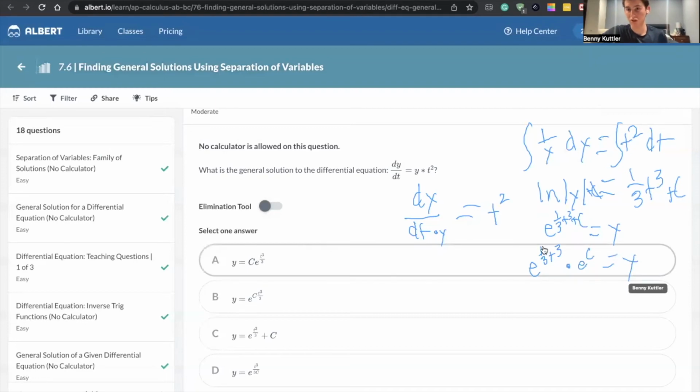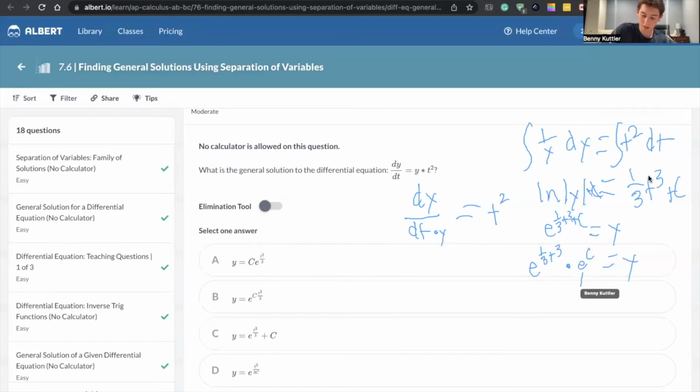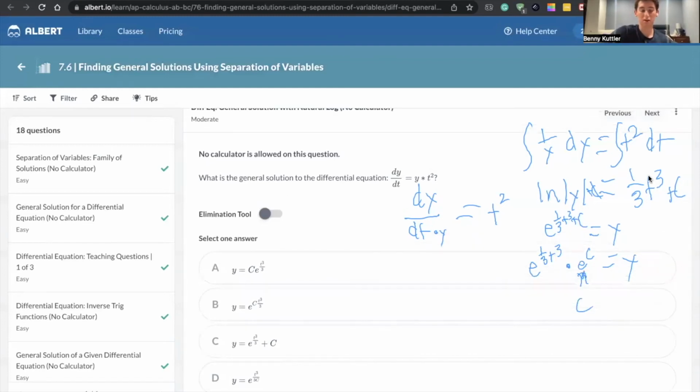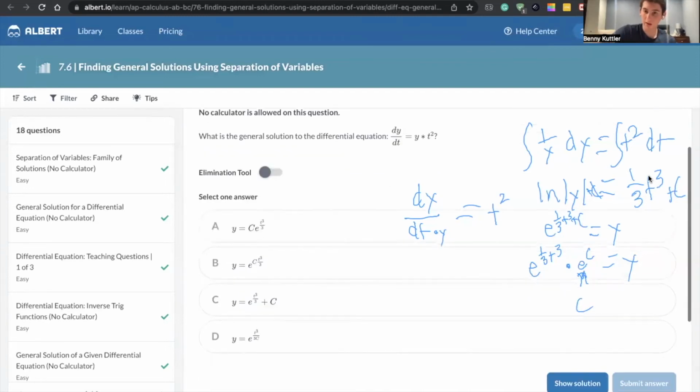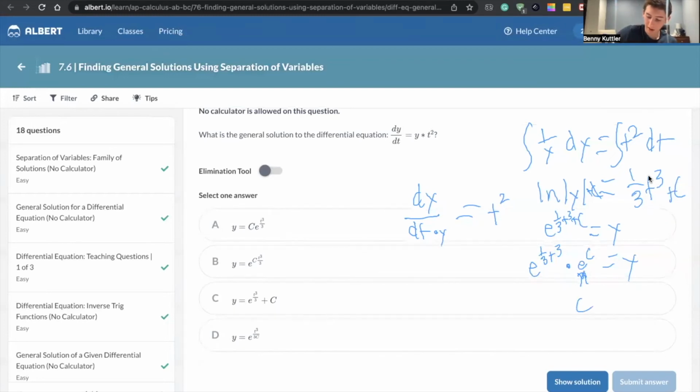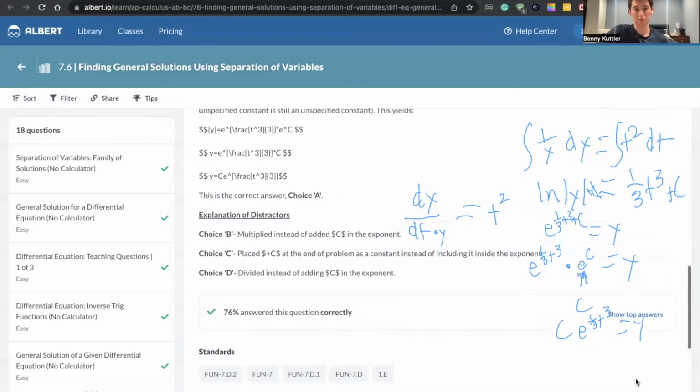Because if you multiply these, you're just going to add the exponents. So that's the same as that. And if we notice e to the c, we're raising e, a constant, to the power of another constant. So this is just a constant, a different constant c. We don't really care which c it is. We use c for a lot of things. But if we rewrite that as c, then we have c times e to the 1/3 t cubed equals y. And that's our answer.